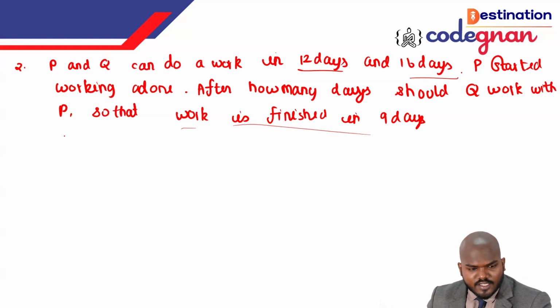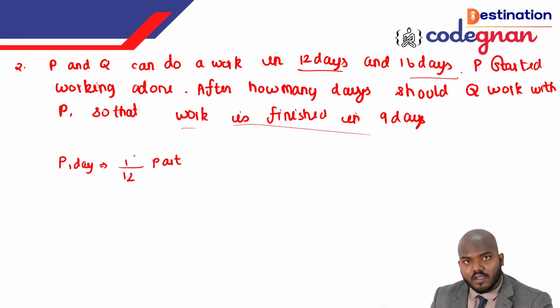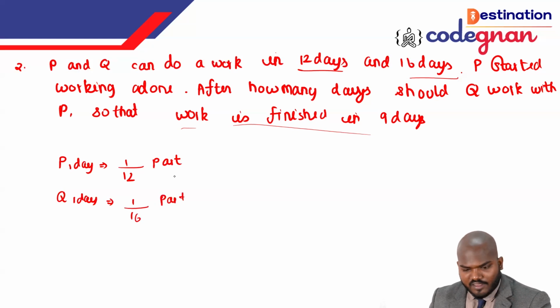So P's 1 day work is equal to what? That is 1 by 12 part. Don't get confused between part and days. And Q's 1 day work we can call as 1 by 16 part. That is how we can define this. So there are some days.